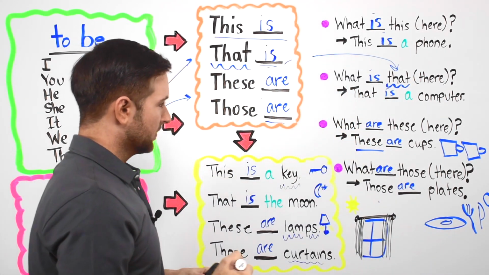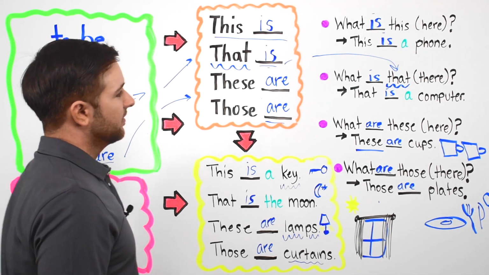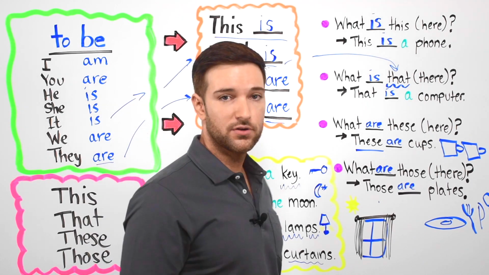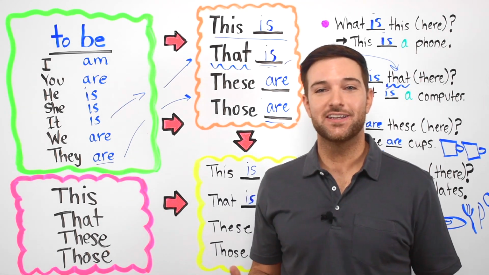So what is this? This is a phone. What is that? That is a computer. What are these? These are cups. What are those? Those are plates. Okay guys, so that's really it for this lesson today.